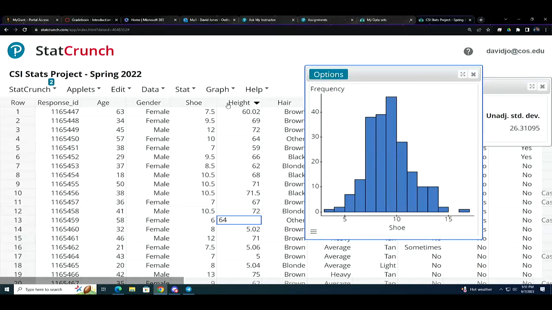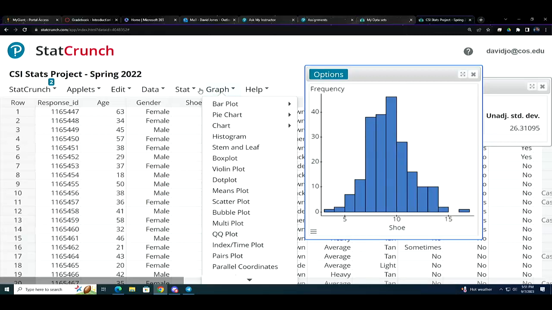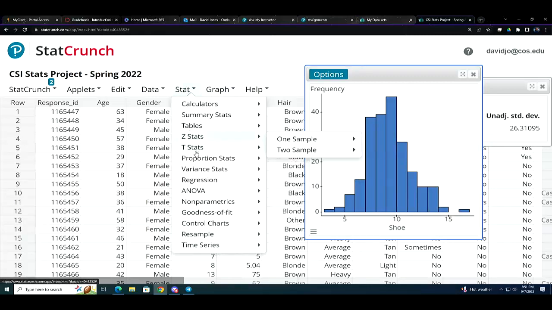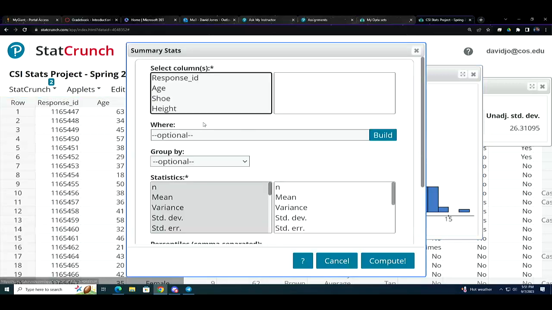All right. So there's our shoe size distribution. And let's go take a look at what the summary stats look like for it.